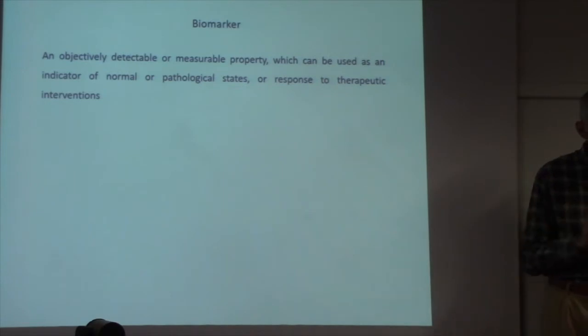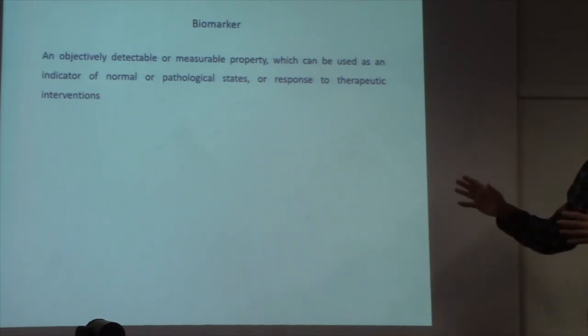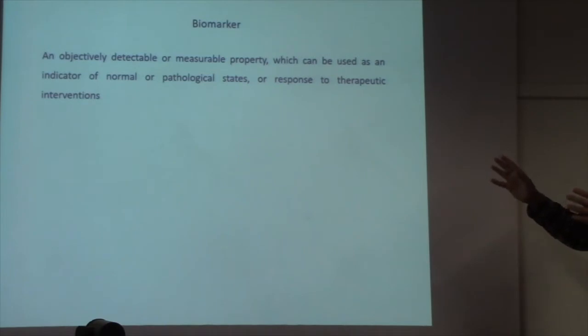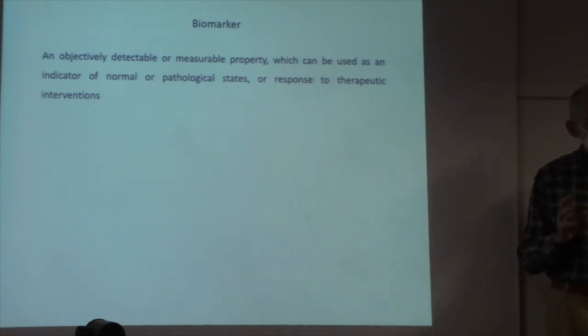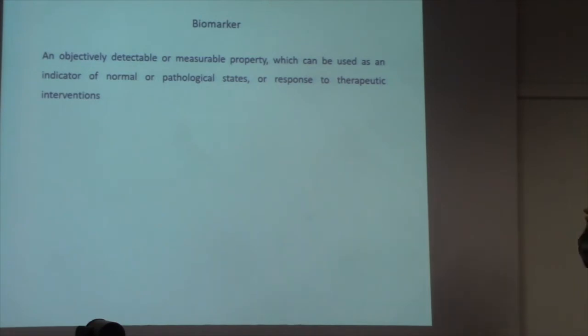So basically it says a marker is whatever allows you to tell that this person is in a normal state, that this person has that disease, this person will respond or not to a given therapy. So you need to measure or to identify something in order to detect in what state the person is, or whether it will respond or not to a therapeutic approach.